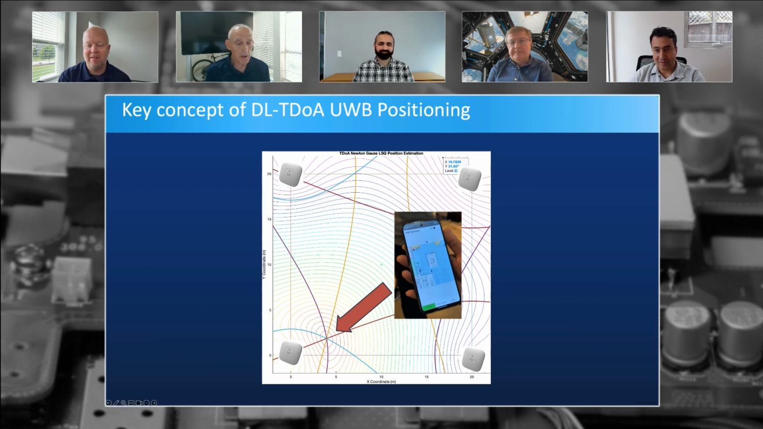So that also helps with sort of the latency, right? Because all the calculation is done right there. Yes, it helps with latency. It also helps with privacy, because the advantage of downlink time difference of arrival is that only the phone gets all the information. So only the phone can calculate its position. So the user app has control over who knows its position.